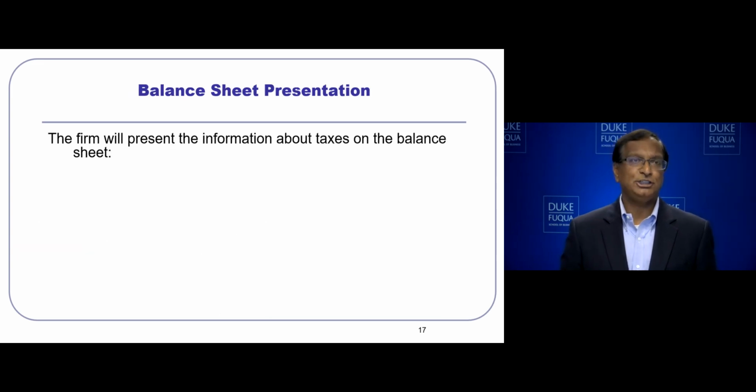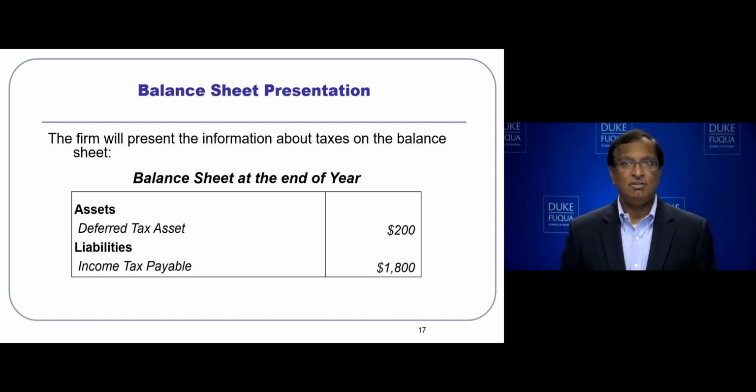Now let's look at the balance sheet presentation in this case. We will have a deferred tax asset of $200. We'll have an income tax payable of $1,800. So net, you can see the economic effect of how much is actually owed by this particular firm.